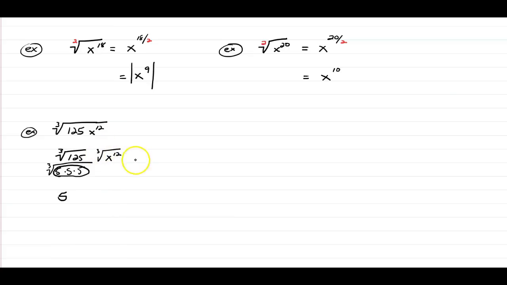Here again, I want to use the idea of rewriting my radical with a rational exponent. So this would become 12 over 3, and 12 divided by 3 is 4. Since the index is odd, I don't have to worry about the absolute value. I only worry about the absolute value when my index is even. So my answer here would be 5x to the 4th.